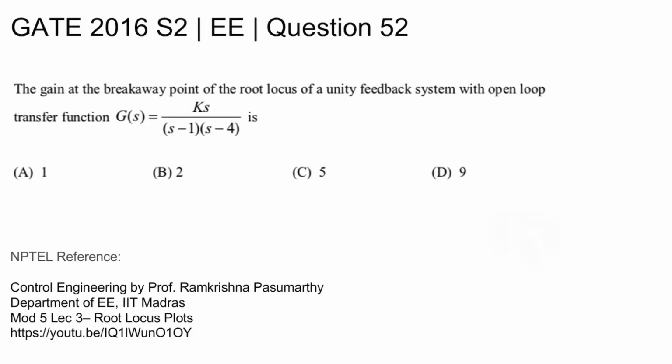This is GATE 2016 set 2 electrical question number 52. The gain at the breakaway point of the root locus of a unity feedback system with open loop transfer function G(s) = Ks / ((s-1)(s-4)) is, then 4 options are given.